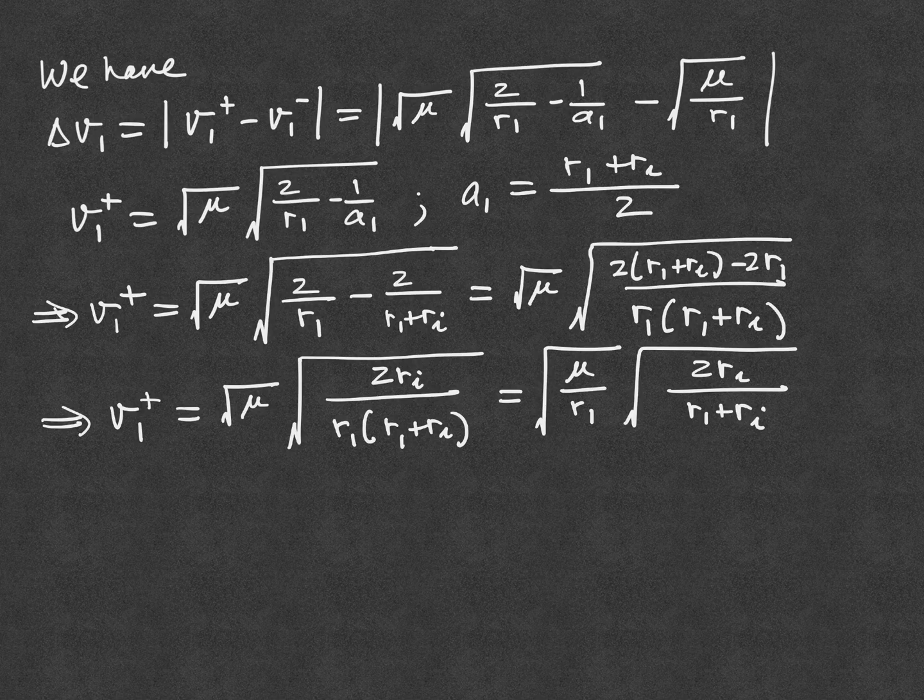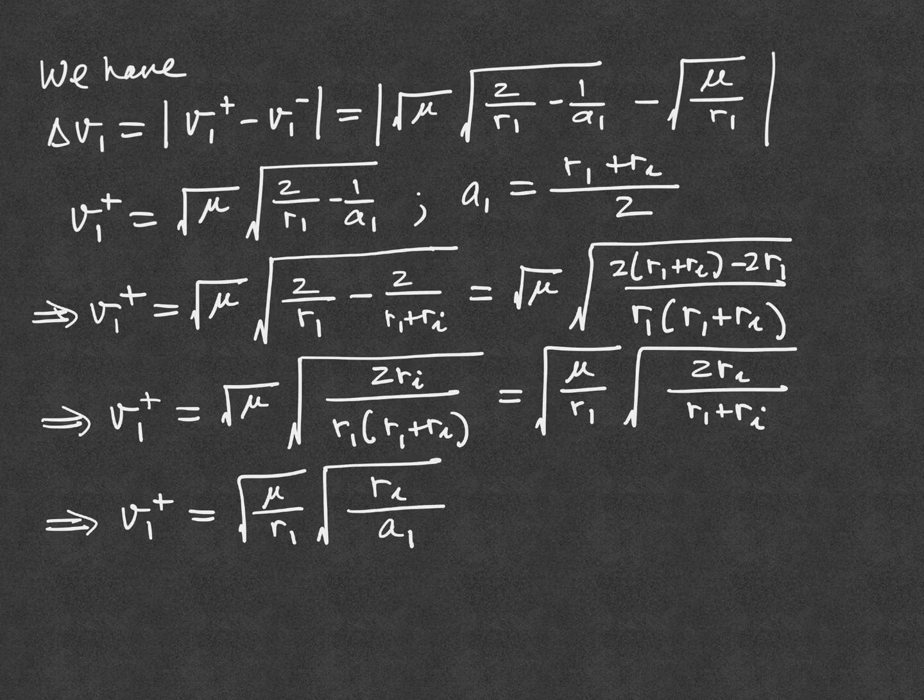So then, noting that R1 plus Ri over 2 is equal to A1, we end up with V1 plus is equal to the square root of mu over R1 times the square root of Ri all divided by A1. But now let's look at that second factor, that second square root factor in this expression. So we know that A1 is equal to R1 plus Ri over 2. It's what I have at the top of the page.